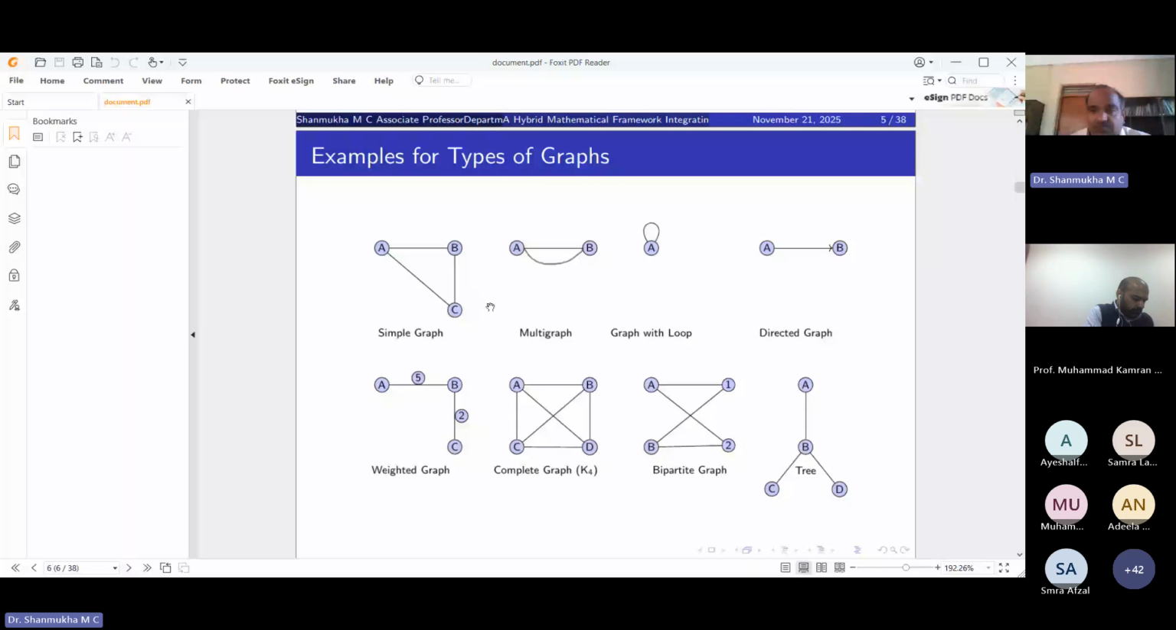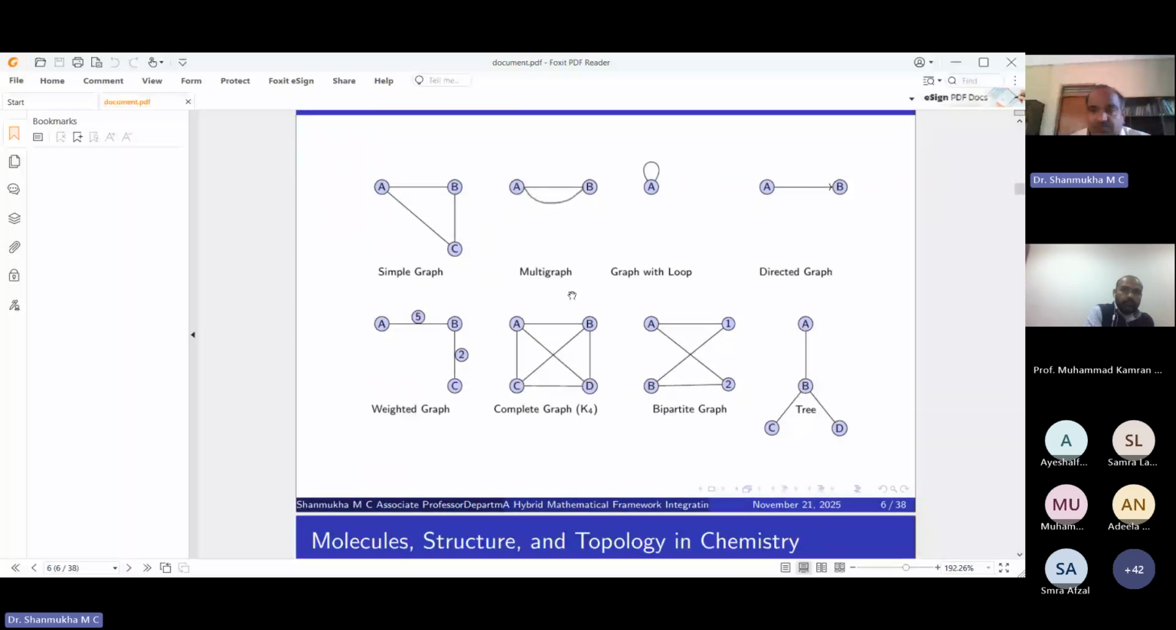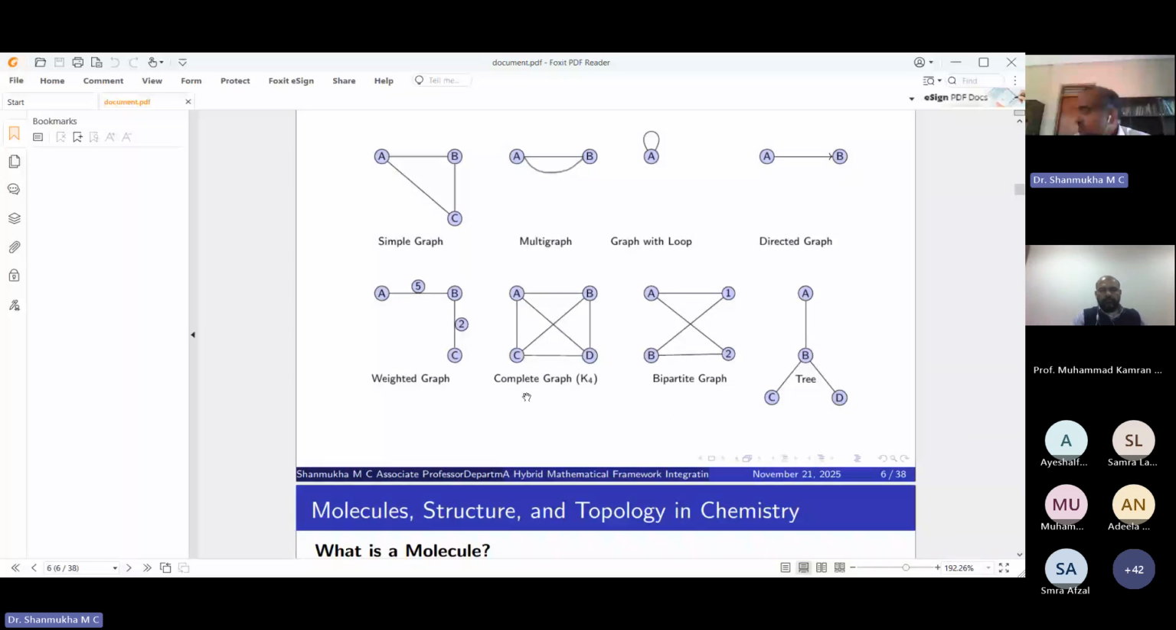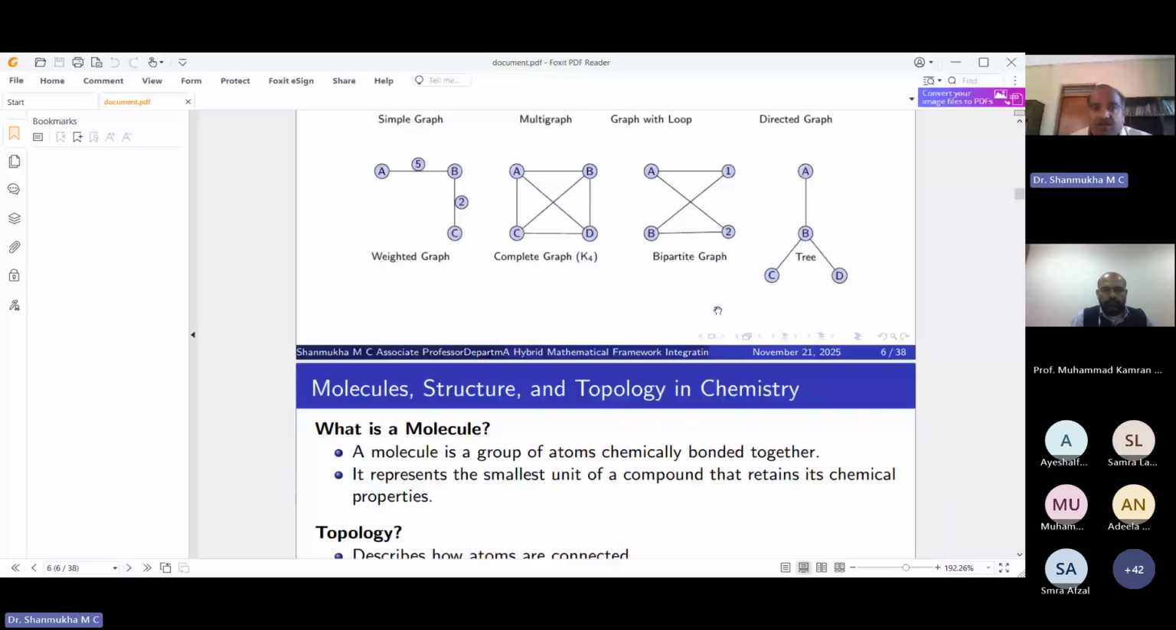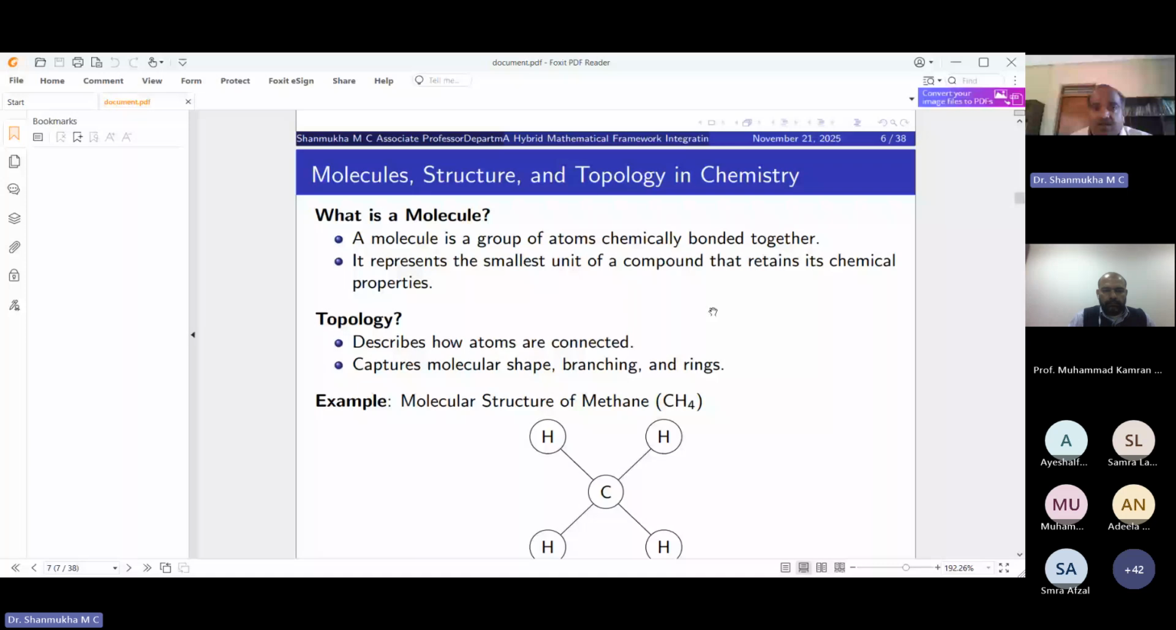The first one is a simple graph, the second a multigraph, the third a graph with loop, the fourth a directed graph, the fifth a weighted graph, the sixth a complete graph, the seventh a bipartite graph, and the eighth an example of a tree. So these are some types of graphs. Now we move on to the definition of molecules, structure and topology in chemistry.